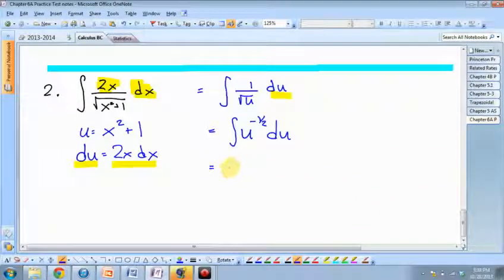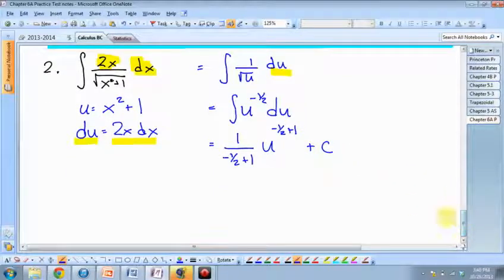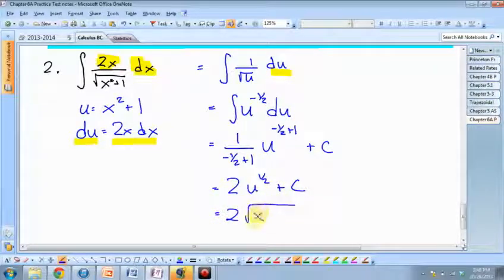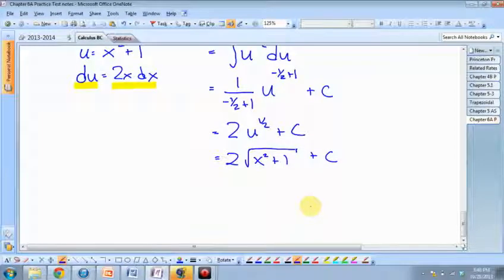Let's do this slowly. That's 1 over negative 1/2 plus 1, u to the negative 1/2 plus 1, and a constant. That simplifies into 2 u to the 1/2, which is 2 square root of x squared plus 1 plus constant. That's everything on 2. That's a pretty good solution right there. Any questions on 2?